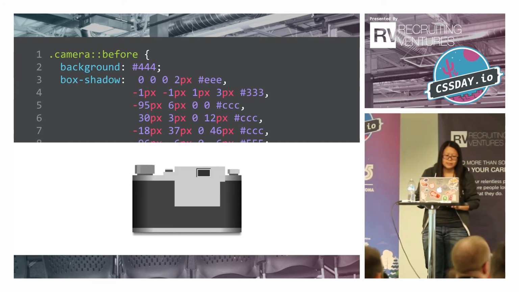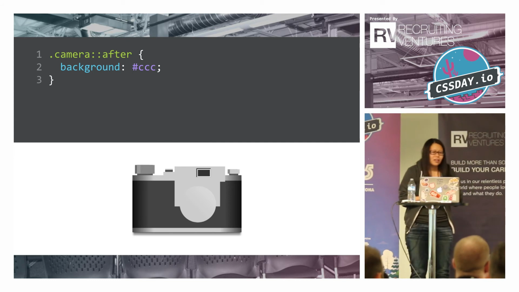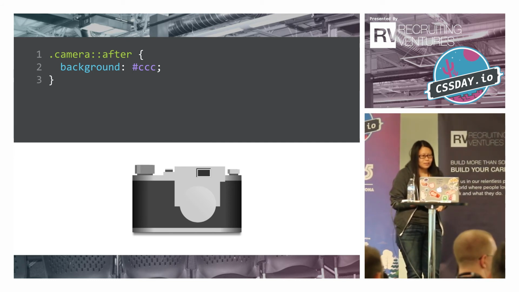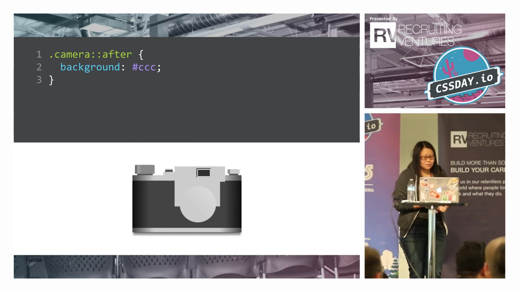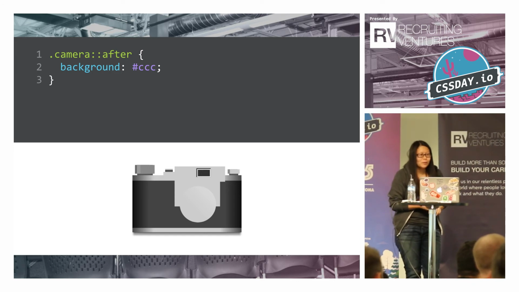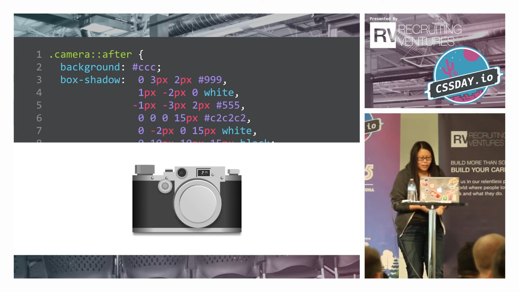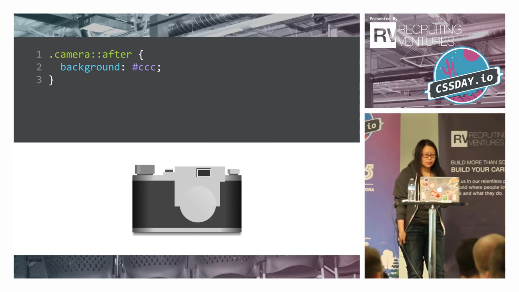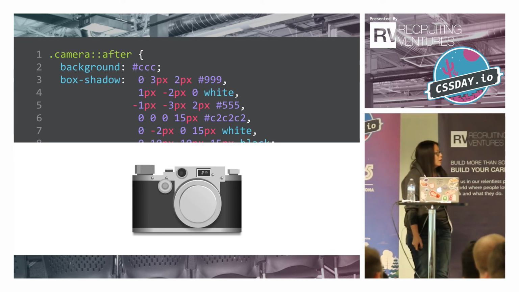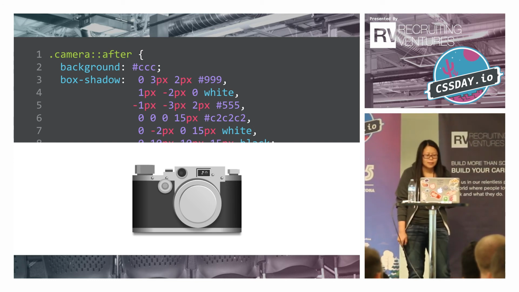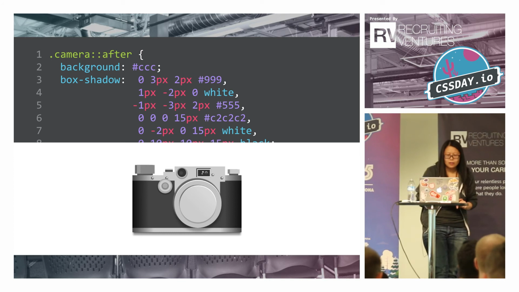And again, same process for the after pseudo element. We're going to create a circle, which is that lens kind of shape in the middle, has a background color. And then we're going to add a whole bunch of circular box shadows. And this is what we get. So if we go back and forth, that lens essentially becomes all of these smaller and differently colored and blurred circle shapes. It's pretty powerful.